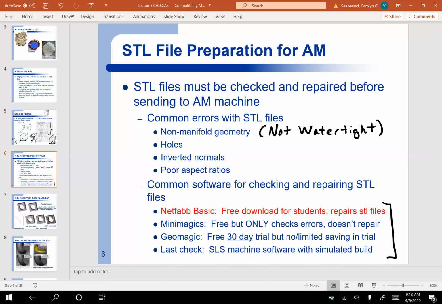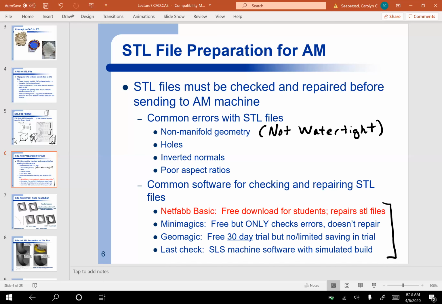Geomagic is really the industry standard for doing this. They offer a free trial, but I don't think they allow you to save files. At least last time I checked, they didn't allow you to save anything that you've done in that. You can just play around with it. There's also a software called Minimagics, which is really free and very easy to download, and it checks for errors in your STL files, but it won't repair them.